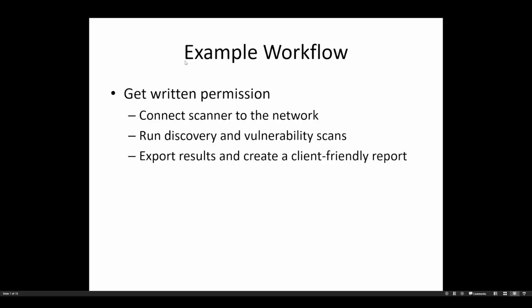So an example workflow: obviously you get written permission. I would say have certain contracts created so that you can go over it, have them sign and date it, and maybe you sign it as well. Once you have that, you connect your computer to the network, you discover the devices, and then you run the vulnerability scan on the IP range that you're giving to either the OpenVAS tool or Qualys Community Edition.